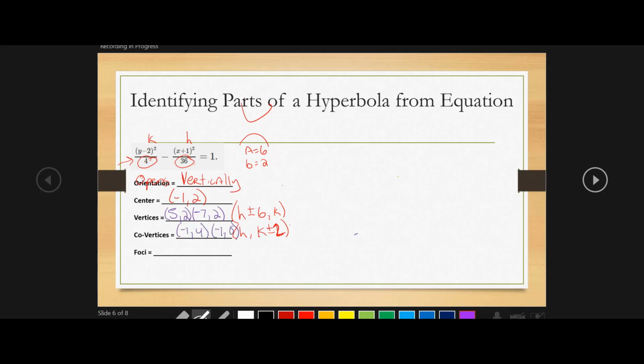Now, the foci is going to be, again, c squared equals 36 minus 4. We keep them squared for that. So c squared equals 32. So c is the square root of 32. All right, and you can leave it like that. It's going to be approximately, again, if you wanted to think about how this would look in graphing terms, it should be 5.7.